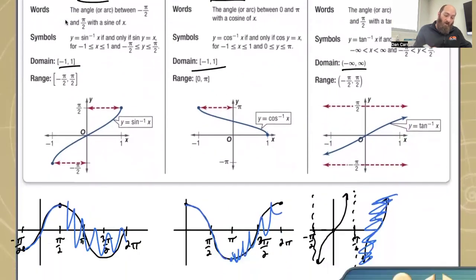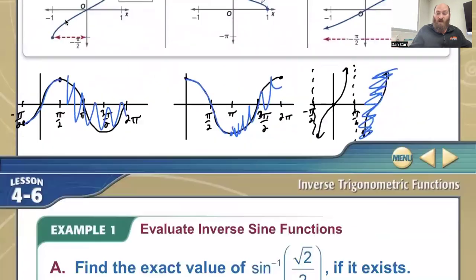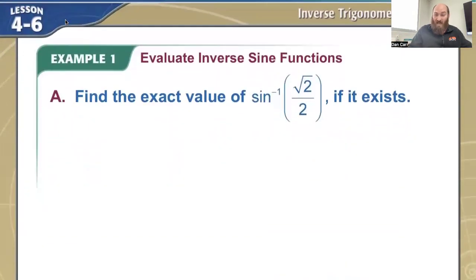The reason why is that when I look at the range here, this is going to go down forever and this is going to go up forever. So every possible value in the range is going to be in the domain of my inverse. But the range here is restricted because it's got to be negative pi over 2 to pi over 2. That means my range can only go up to pi over 2 and down to negative pi over 2. This is going to help us when we evaluate these to find exact values.